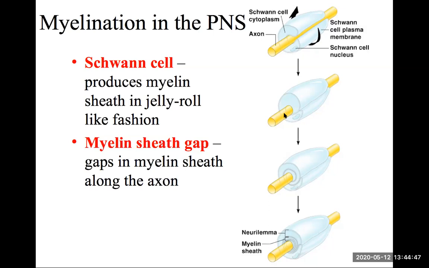Okay. Now, what that does is it creates areas that have no myelin. So see right here in yellow, here and here, that is the place where the axon is not myelinated. So this gap, this area where there's no myelin, is called the myelin sheath gap. And it's these gaps that allow the action potential to travel faster along the length of an axon.